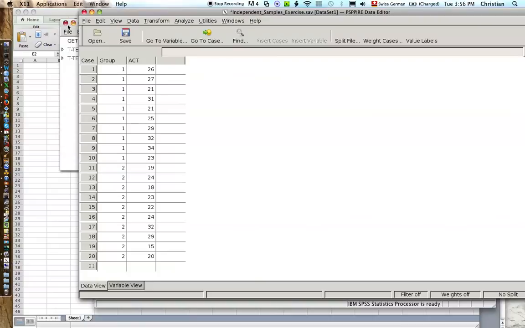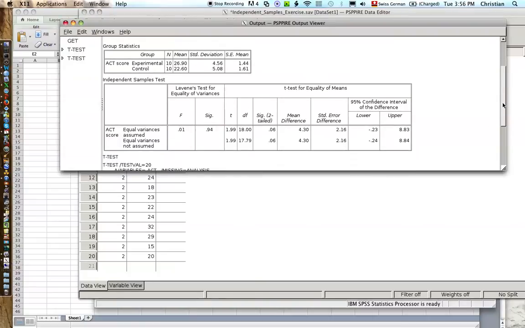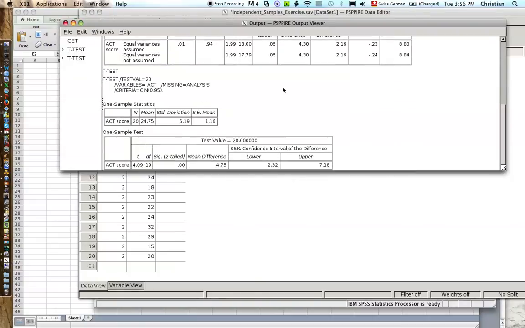Now we just ran the one sample t-test. Again, here we see the syntax. We see that the test value is 20, so we're comparing the variables ACT, and the criteria is 95%. So we're comparing the test value of 20 with our sample statistics, which is now the n is 20, our whole group. The overall mean for our whole group is 24.75, and the standard deviation is 5.19.